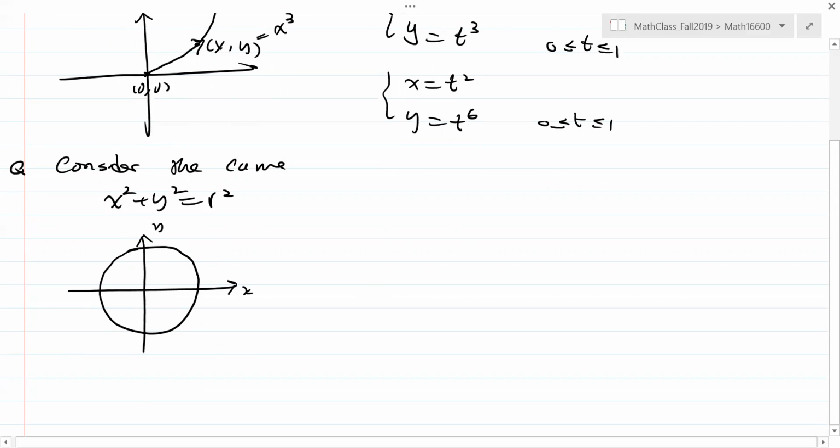Okay. I can describe this curve using two graphs. Okay, then we have a problem here, right? So you can say this is y equals the square root of r squared minus x squared. This is y equals negative the square root of r squared minus x squared. This circle consists of two graphs. Each graph is a graph of a function.